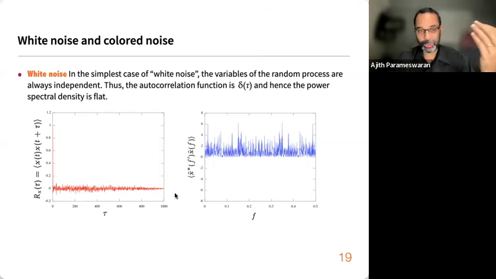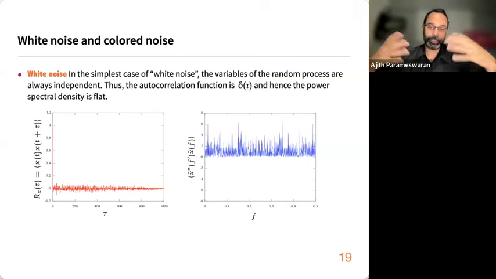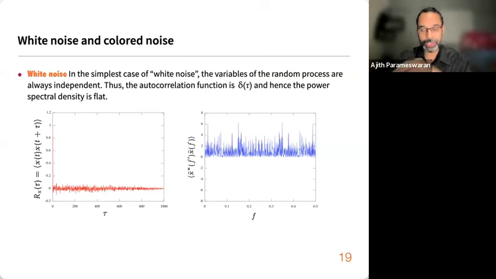If you take a Fourier transform of this autocorrelation function, it is called the power spectrum, shown on the right side. The power spectrum is flat, and that's why it is called white noise, because, by analogy with light, white light has equal components of color from various frequencies. In this analogy, if the noise has equal contribution from different frequencies, it's called white noise. It is independent of the Fourier frequency. It has a flat spectrum.